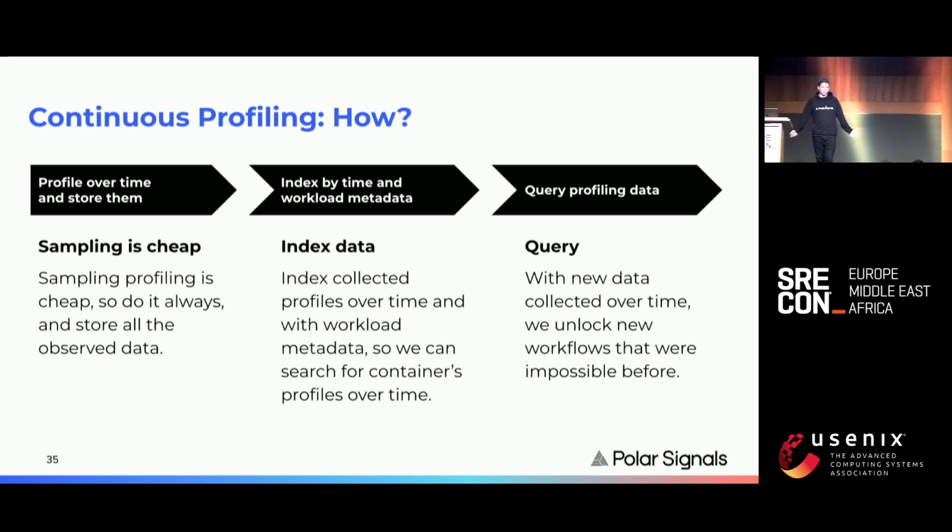Yeah, and how can we achieve this? So we are going to store those profiles over time. We can index the data with some labels. Similar to what Prometheus has, we use the same multi-label labeling, and then we can also use a simple query language to find out which exact profiles we want to look at, and slice and dice the data as we need it.